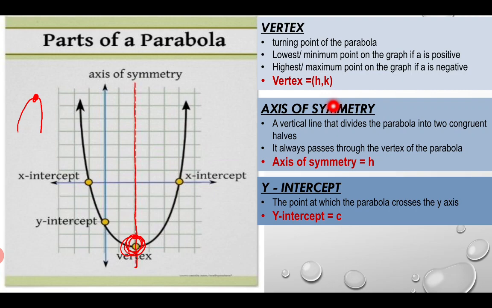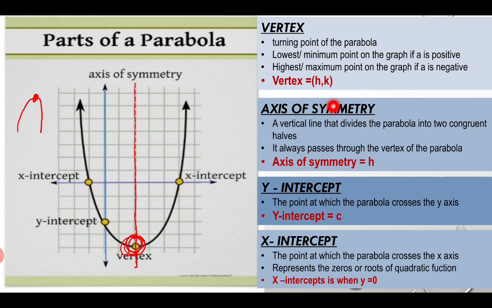The y-intercept is the point wherein the parabola crosses the y-axis. Or, this is when the parabola touches the y-axis. You can get this when you make x equal to 0, or if the given quadratic function is in standard form, the value of c is the y-intercept.